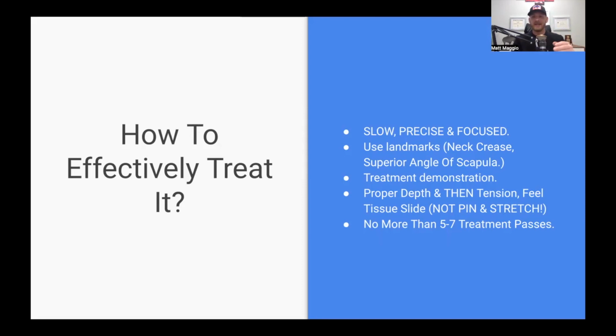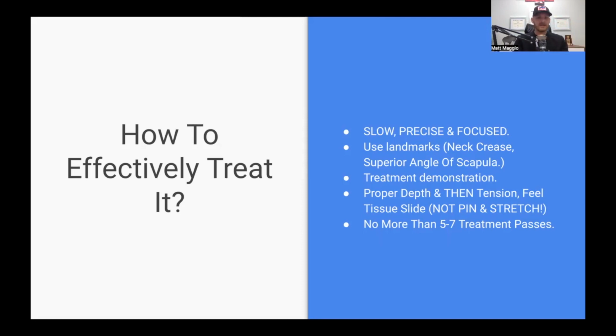So you want to use those landmarks like I talked about in the palpation video. You want to be able to find it. Use the neck crease. Use the superior angle of the scapula. When you do that, it's going to set you up for success every single time. You're going to be able to treat the muscle that needs it and make the biggest change.